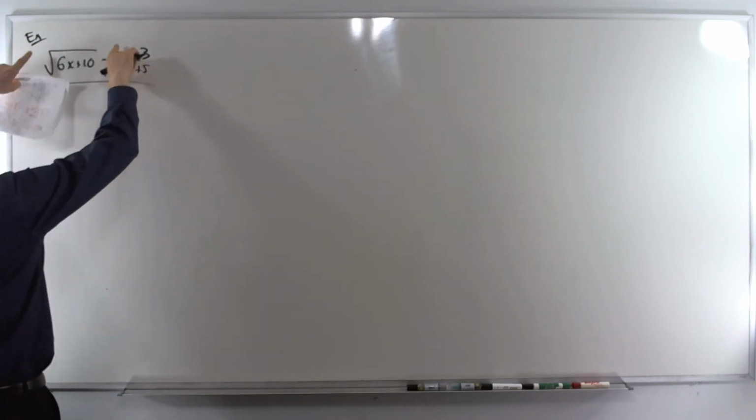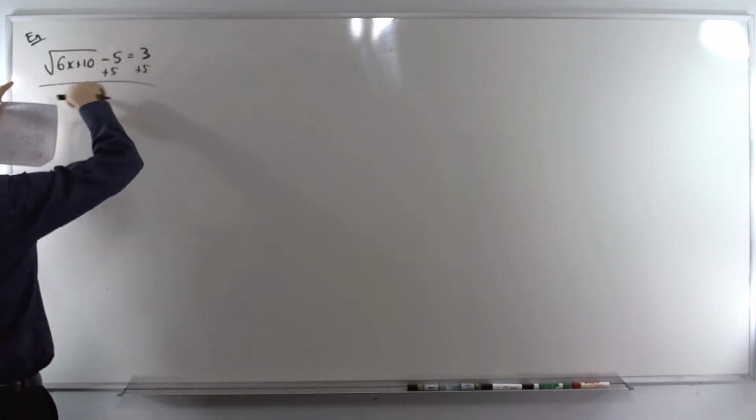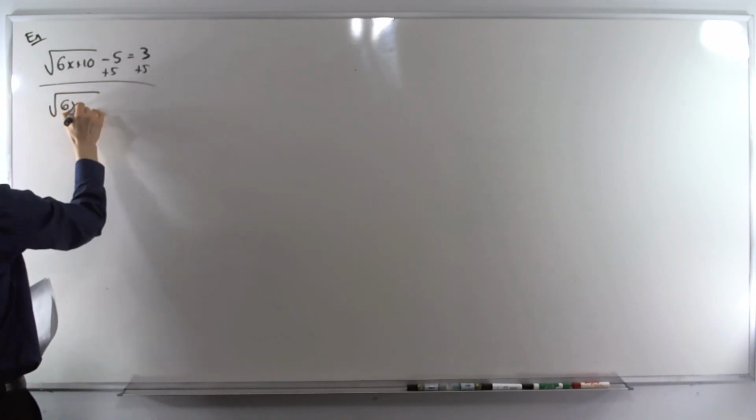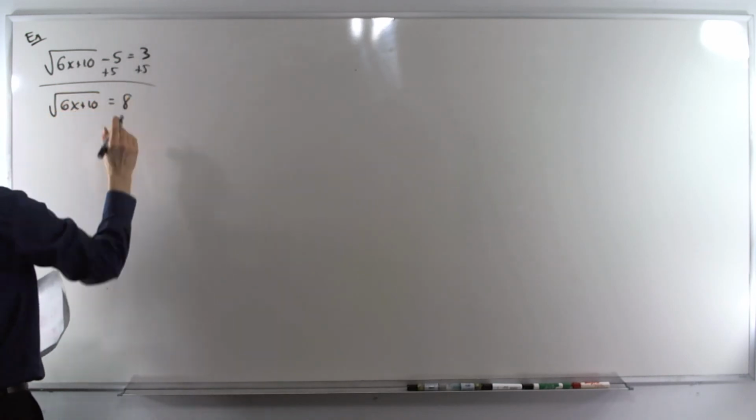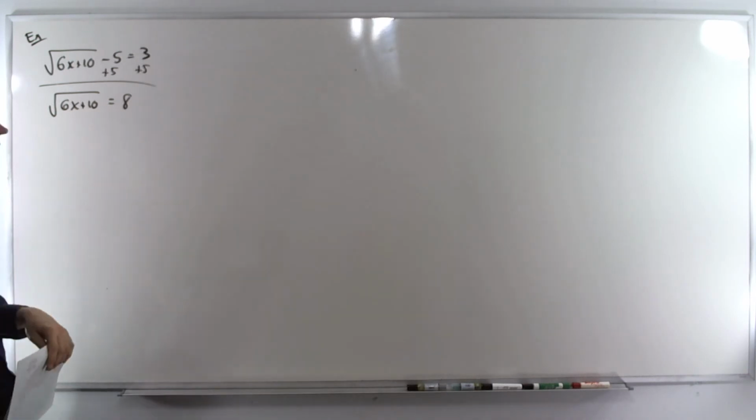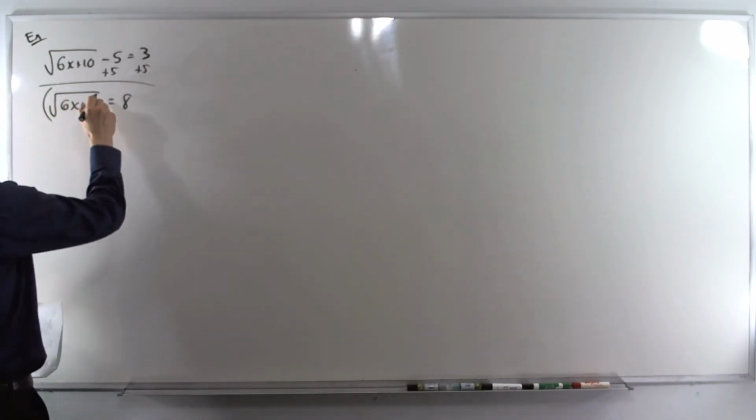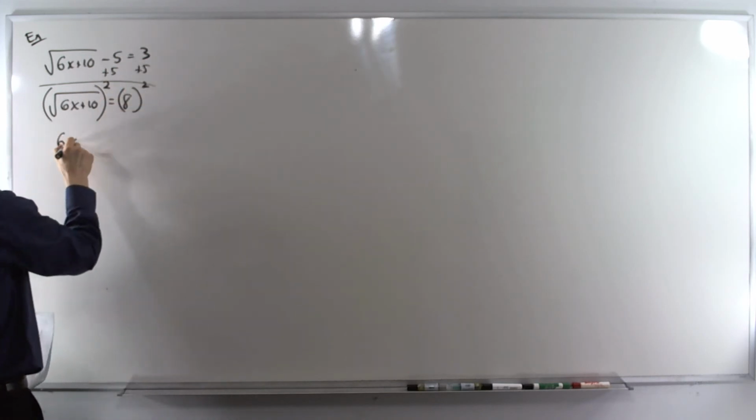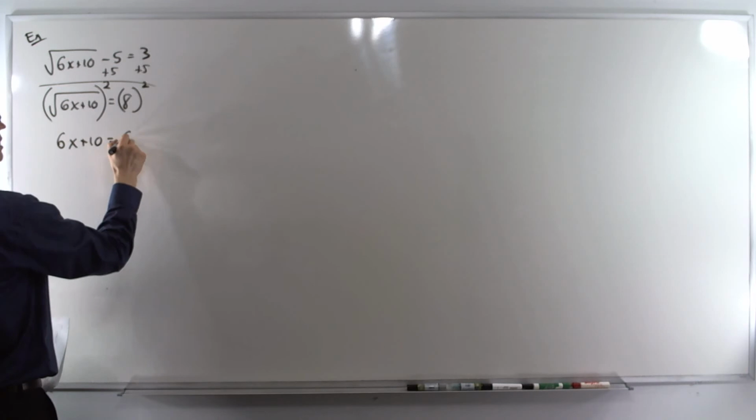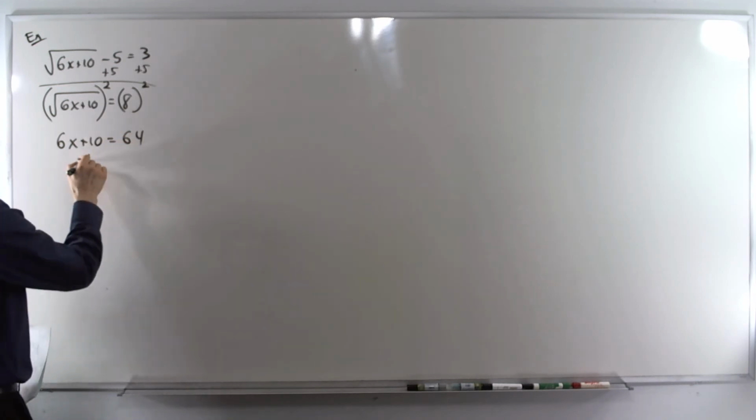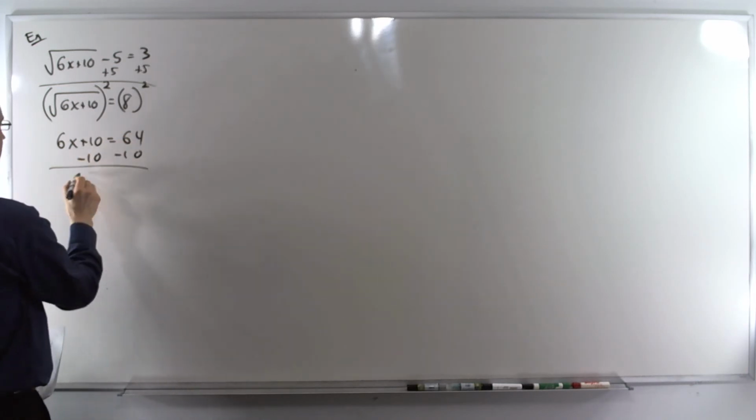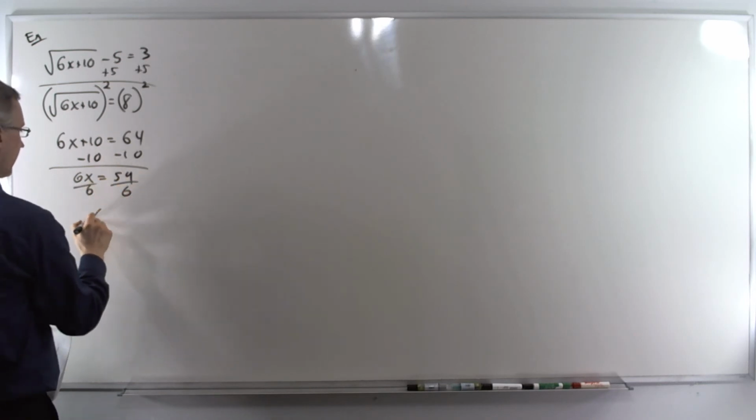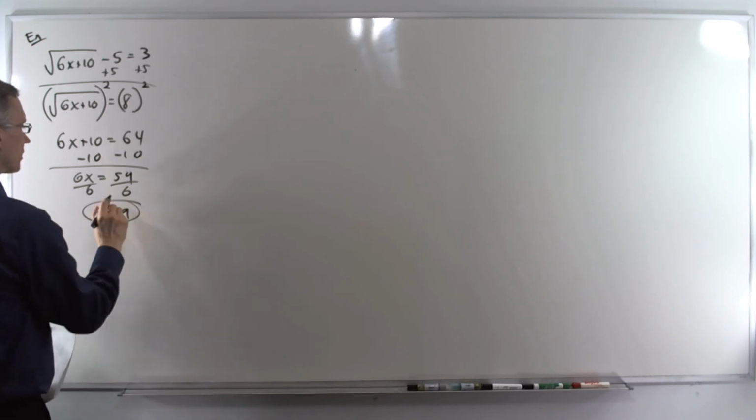If we don't, we're going to have to put parentheses around this squared, and then we're FOILing, and it's a big mess. So that gives us the square root of 6x plus 10 equals 8. And now we can square both sides since we have the radical by itself. So that gives us 6x plus 10 equals 64. Subtract 10 from each side. 6x equals 54, divided by 6, and x equals 9.